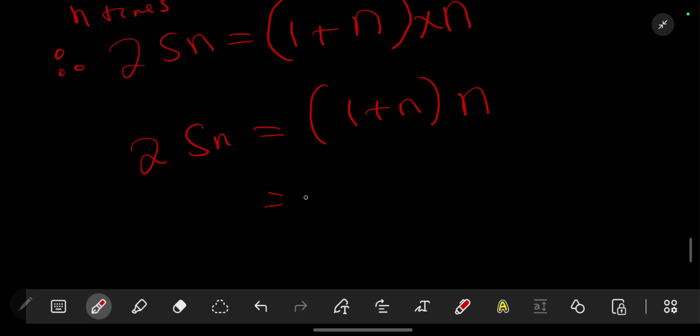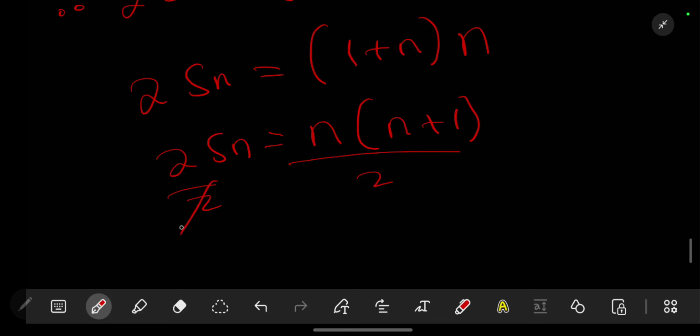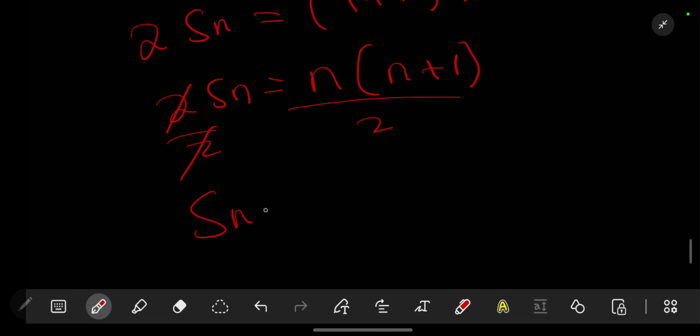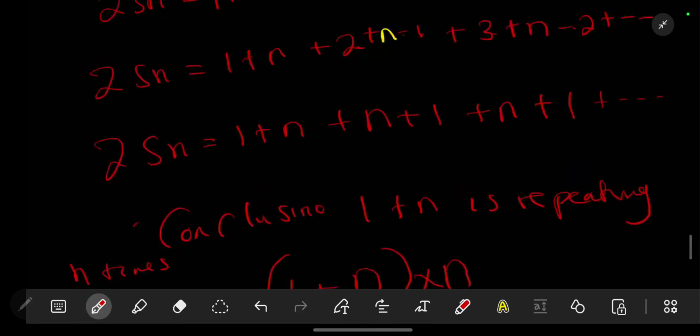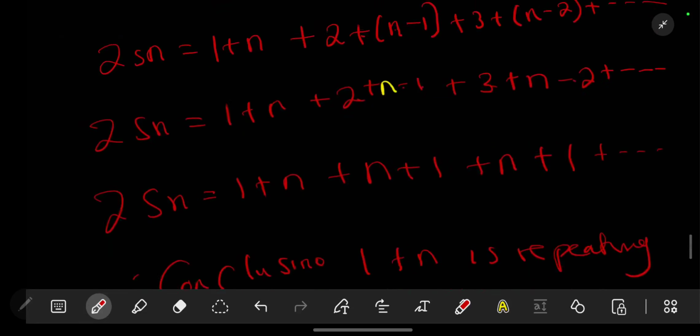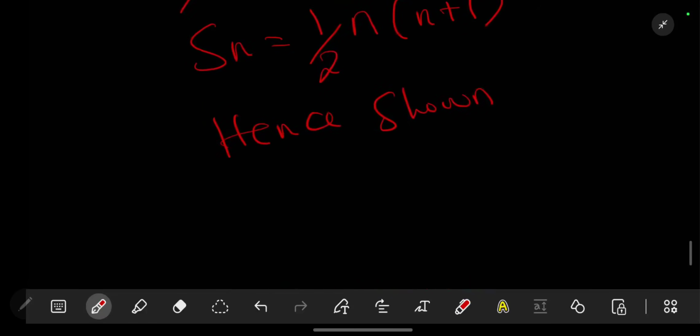Now we can put the n in front. We can begin with n times n plus 1. Still the same, we have Sn like that. Then just divide by 2. We have Sn is equal to 1 over 2 n times n plus 1. Whether you write it like this or you write 1 over 2 n plus 1, it is still the same. So this is what they wanted us to show. So we can say hence shown, like that. So that's the key to this question. Let's move on to our next question.